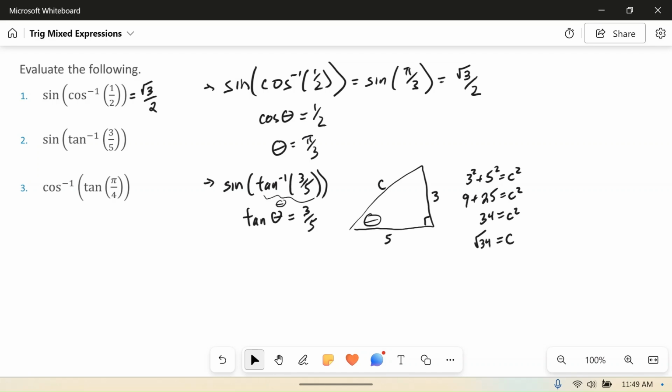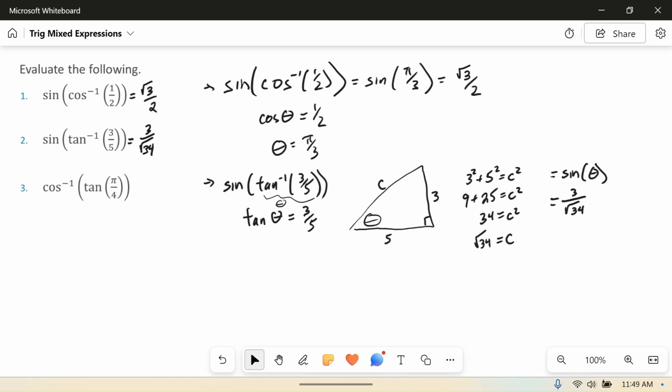So we have the sine of the inverse tangent of 3/5, but that inverse tangent of 3/5 represents theta, and so we can replace it in our problem with just theta. So we really just need to compute sine of theta, and using the triangle we've just drawn, sine is the opposite over the hypotenuse. So the sine of theta is going to be 3 over the square root of 34. If we back up to the original problem, the sine of the inverse tangent of 3/5 will equal 3 over the square root of 34.